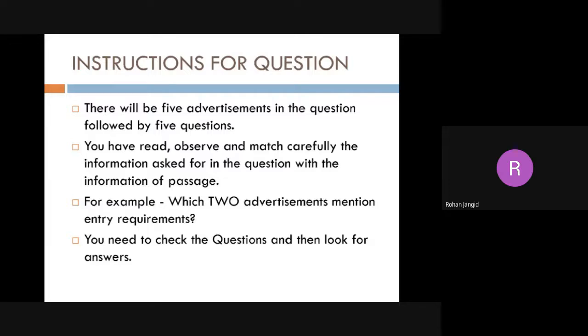Now here in this type of matching information, please first go to the question and then try to match it with the information. Or if you want, although there is no hard and fast rule, you can spare just 2 minutes to go through the passage which is given, right?